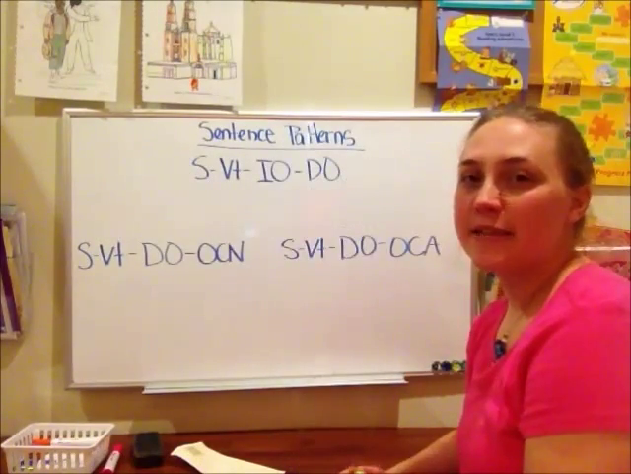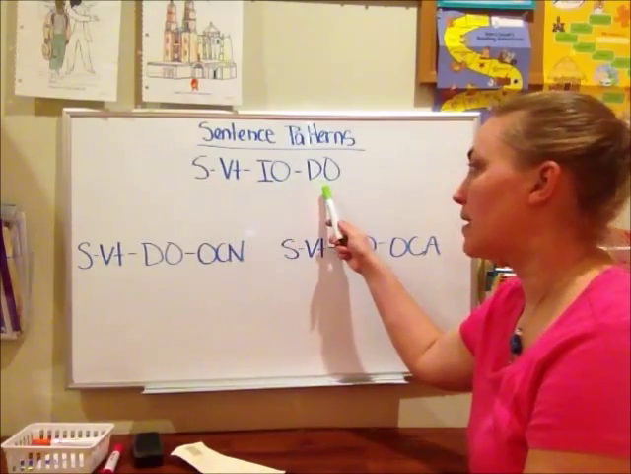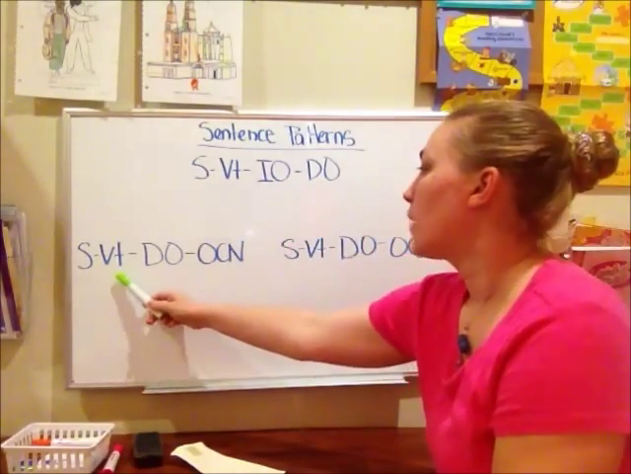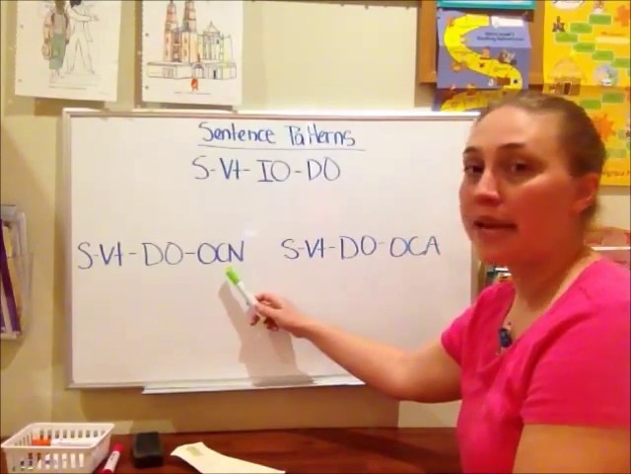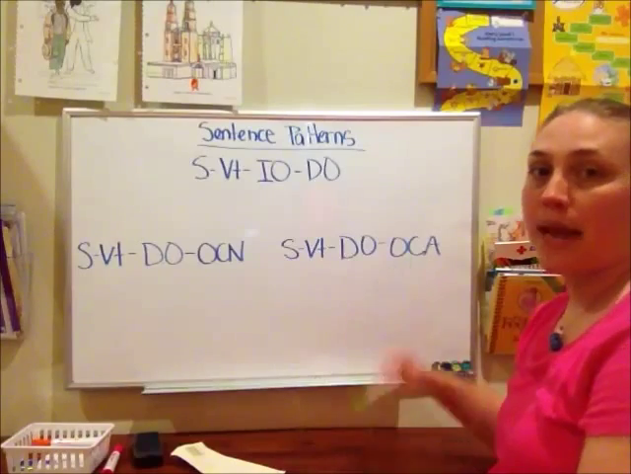Okay, so the next three sentence patterns that we're going to look at are subject, verb, transitive, indirect object, direct object; subject, verb, transitive, direct object, object complement, noun; and subject, verb, transitive, direct object, object complement, adjective.